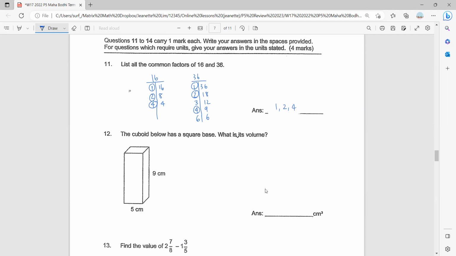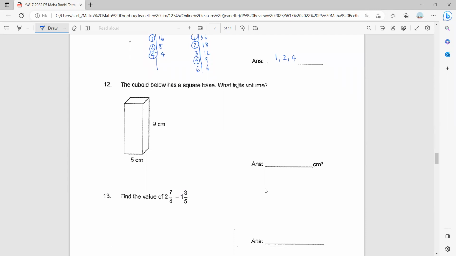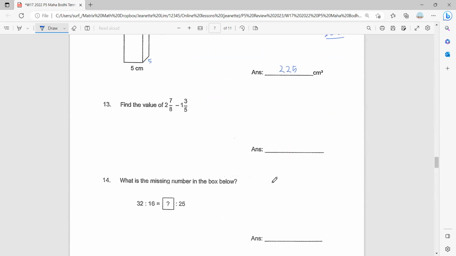Question 12. A cuboid has a square base. What is its volume? Square base, you want to find volume. 5 times 5, because your length is also 5 cm. Length times breadth times height. So 5 times 5 is 25. So 25 times 9, get 225. So the answer is 225 cubic cm.